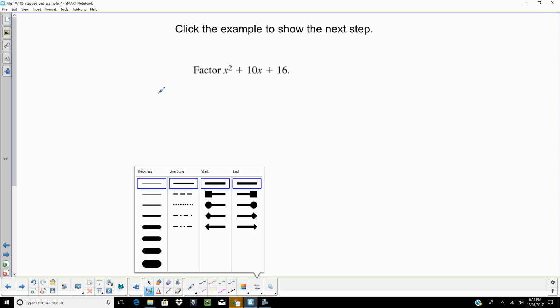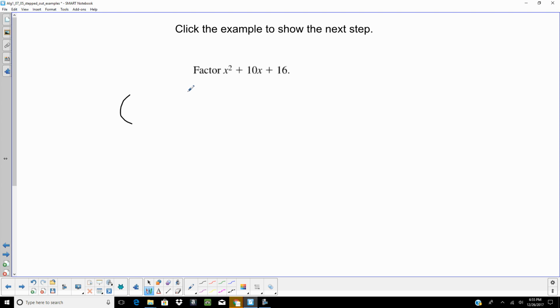I think one of the easier things to do is just start by drawing your two sets of parentheses. I'm looking for two numbers that multiply to 16, add to 10. And I'm not going to draw that out every single time. So go ahead and put an x down. And this is a plus sign right here, which means both signs are the same, which is, if you look at that middle term, it's a plus sign, so they're both going to be pluses.